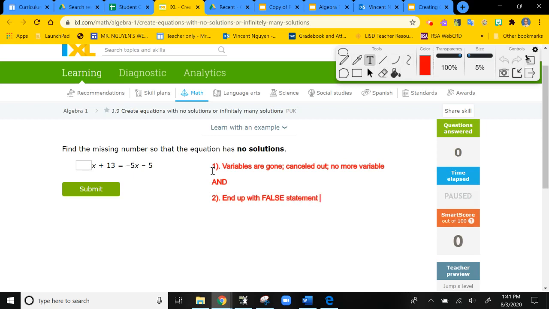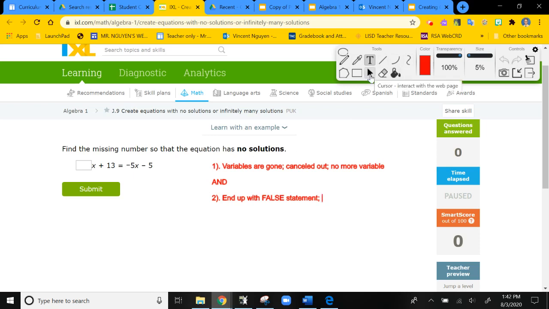And what does a false statement look like? Well, a false statement is saying something equals something, and you obviously know it does not equal. For example, if you're saying 5 is equal to 3, people are probably going to look at you a little bit silly, like 5 is not equal to 3, right? So that's a false statement. So these two things will happen when you're solving an equation with no solution. So be on the lookout for this.